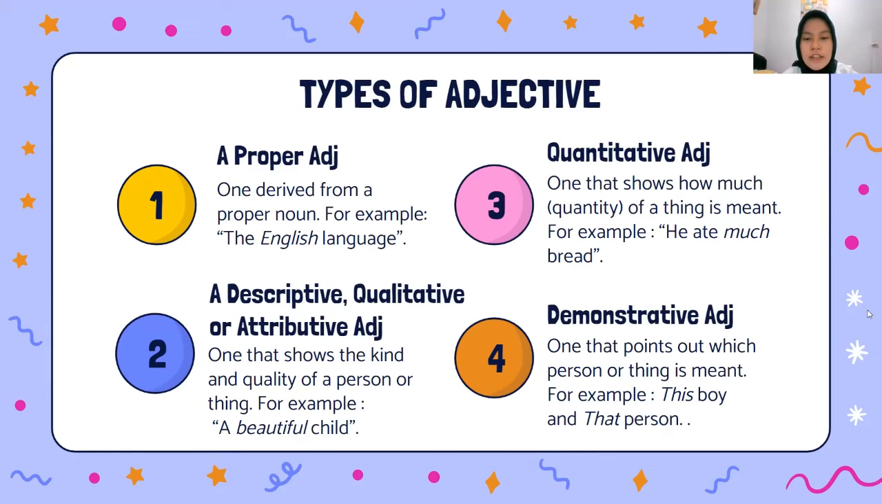The third is a quantitative adjective. A quantitative adjective is one that shows how much quantity of a thing is meant. For example, he ate much bread.